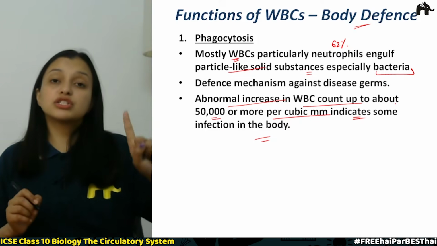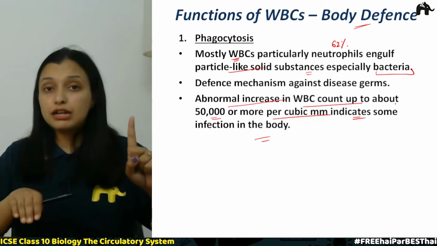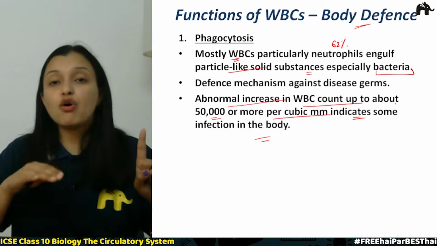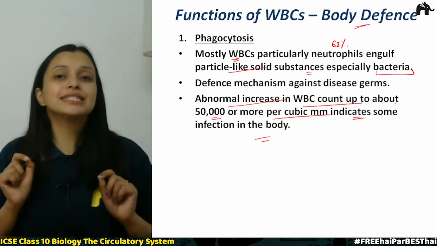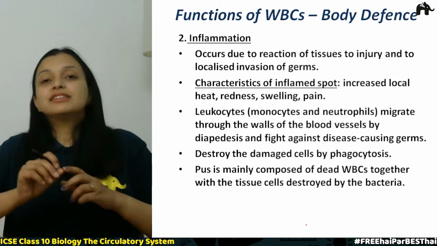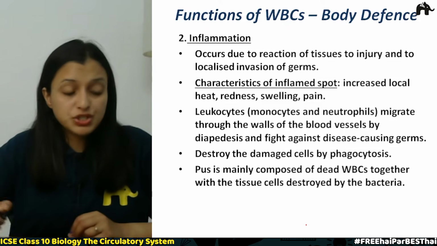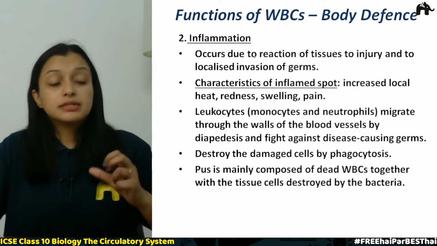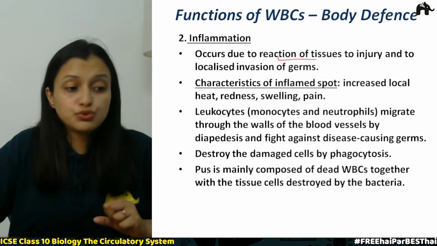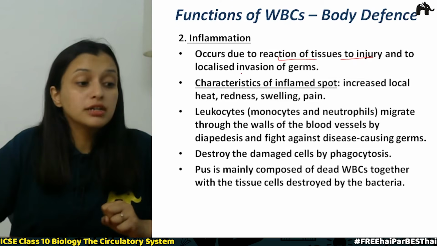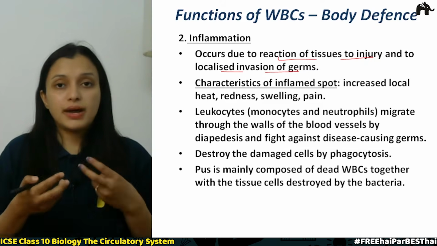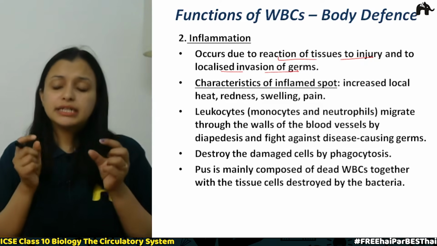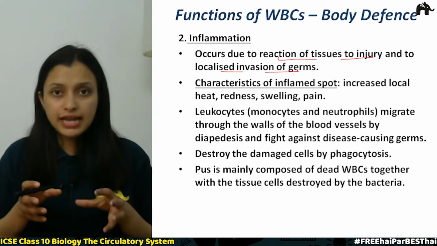So the first function is phagocytosis. They engulf any disease-causing pathogen. I hope this is clear. Let's see the second function of WBCs. The second function is inflammation, which occurs due to the reaction of tissues to any injury or the localized invasion of germs. These are the two reasons why inflammation occurs, and that inflamed spot has certain characteristics.